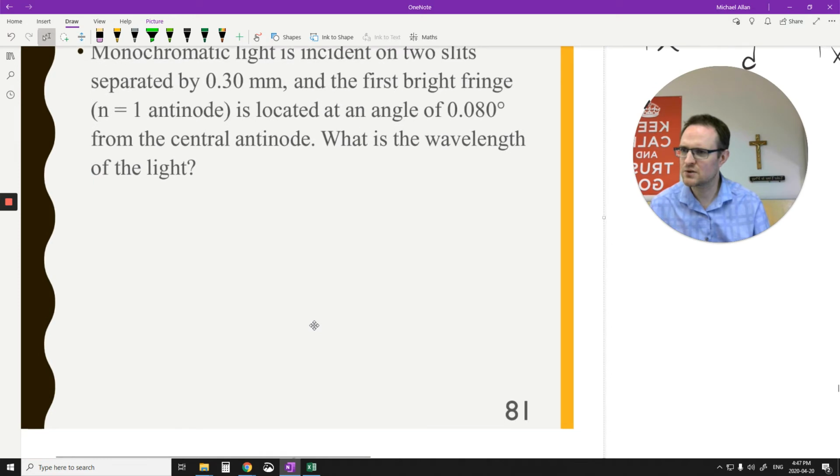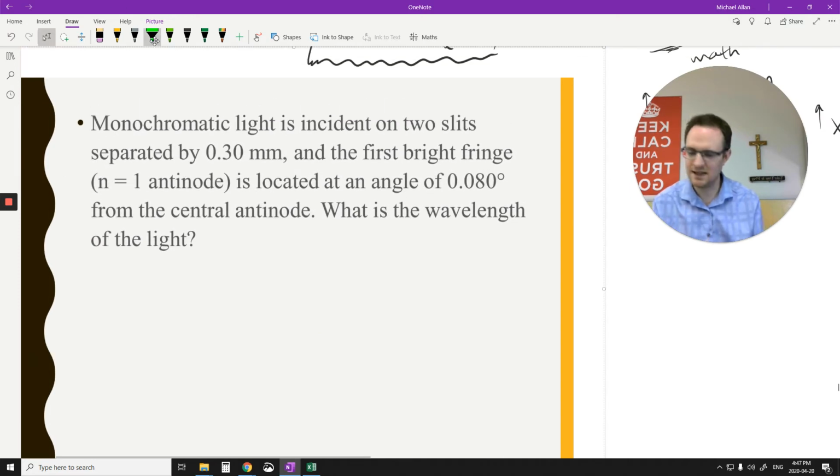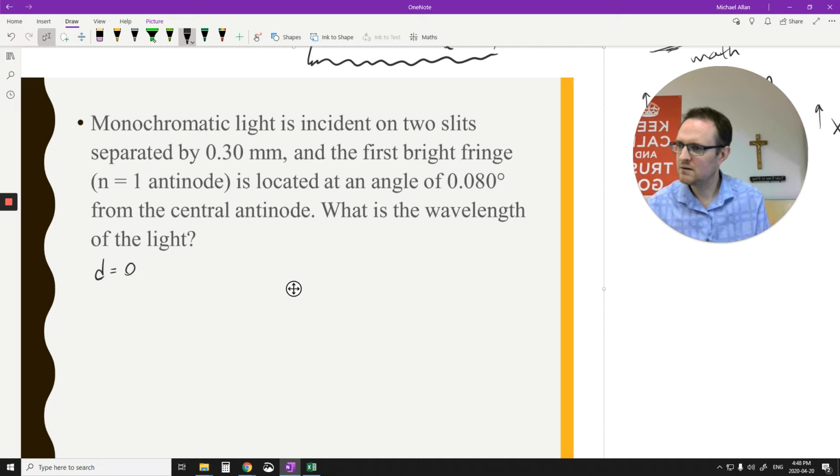All right, so let's go through. Monochromatic light just means one type of light. So it doesn't matter what kind of light it is. We're just going to do the calculations based on that. We have 2 slits, pretty small. They're in millimeters. And if we leave this in millimeters, we're going to get a wavelength in millimeters. I'm just going to change this to meters because I like that.